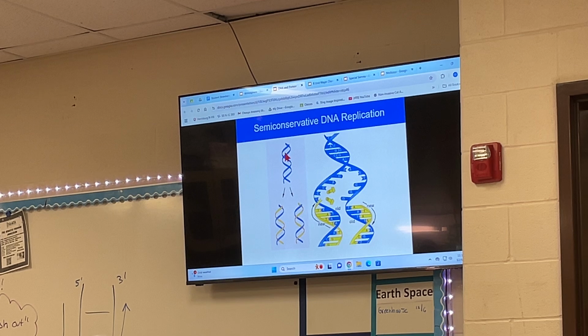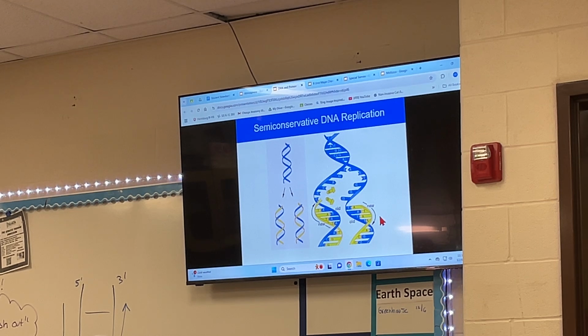So just another way of looking at it, here's our original one and here's the result. The original one was the blue, and it ends up with 1/2 blue and 1/2 completely new yellow. And so that's why it's called semi-conservative, because half is the blue, which is the original, and then half is new, so semi-conservative.